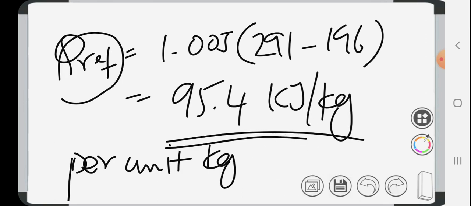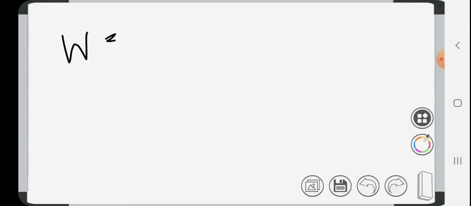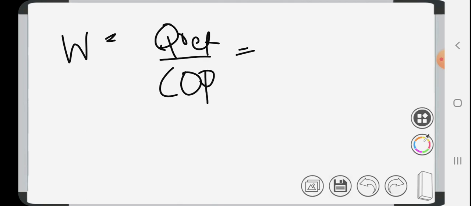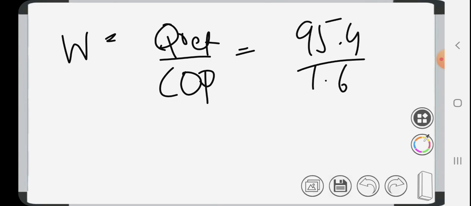So this is the refrigeration amount, in kilojoule per kilogram. How to find W? W is nothing but Q refrigeration by COP. We have already found the COP, so 95.4 by 1.67. What will be the value of work? You will get around 57 or something.